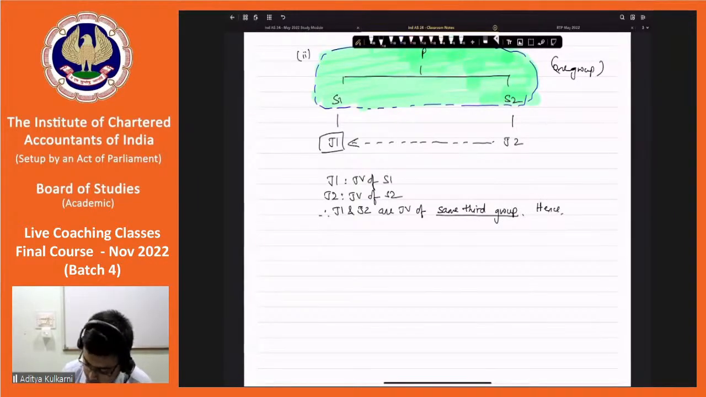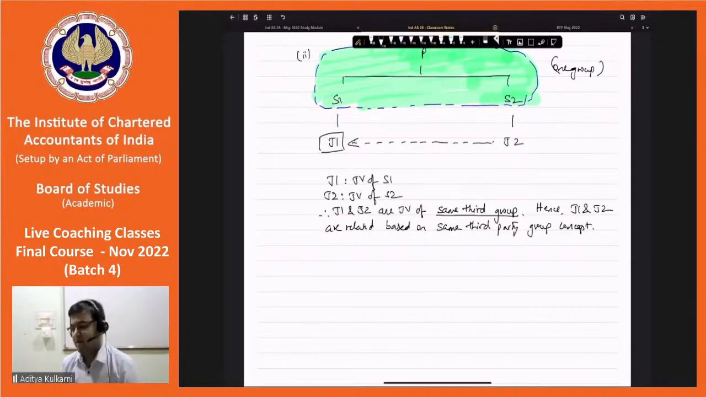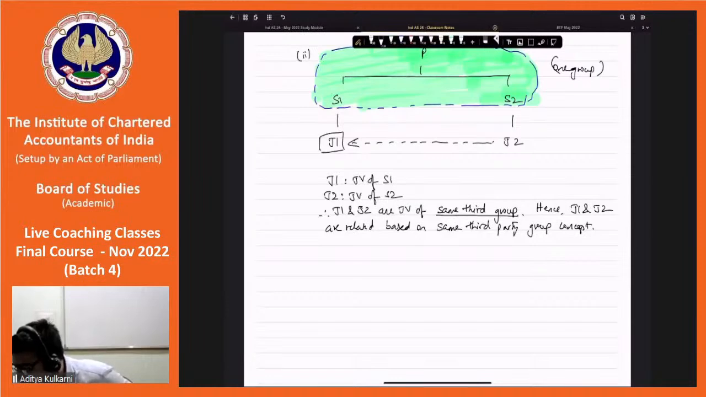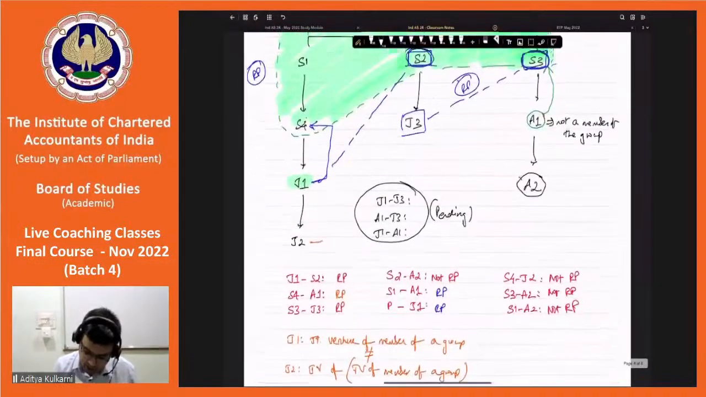Hence J1 and J2 are related based on the same third party group concept. 6B, J1, J2.